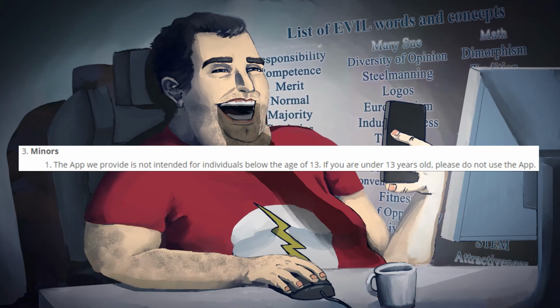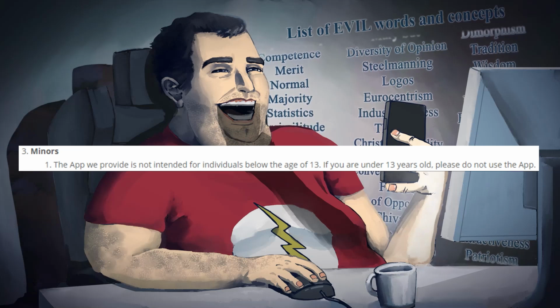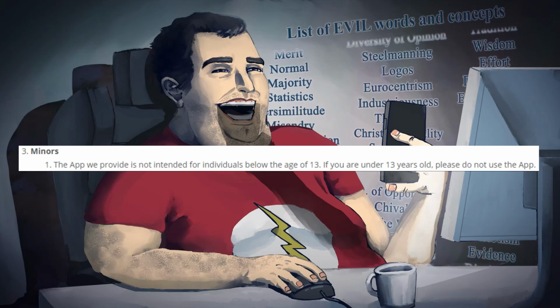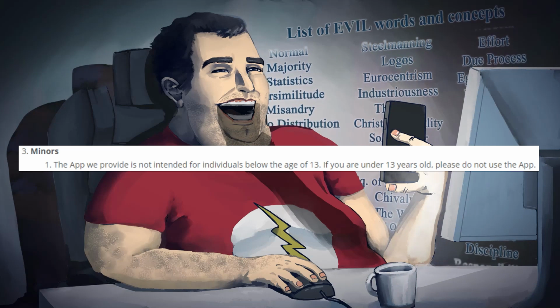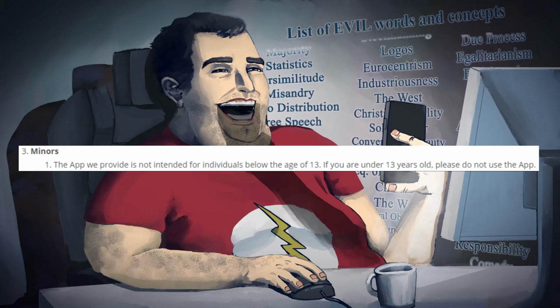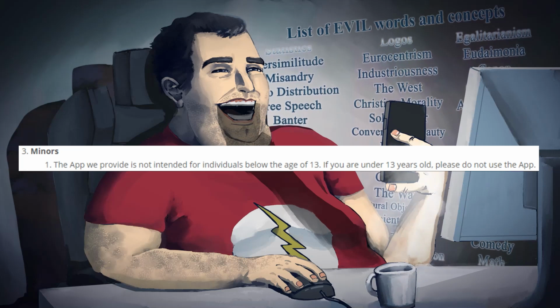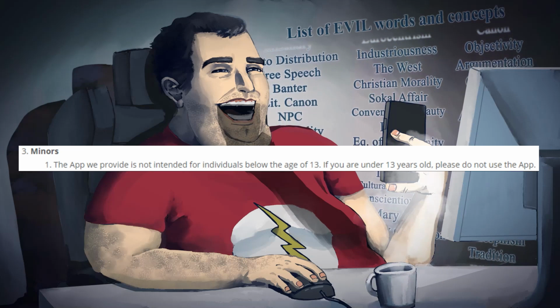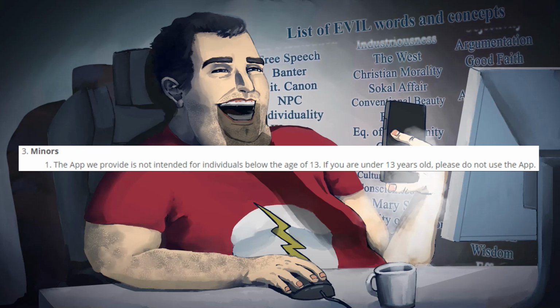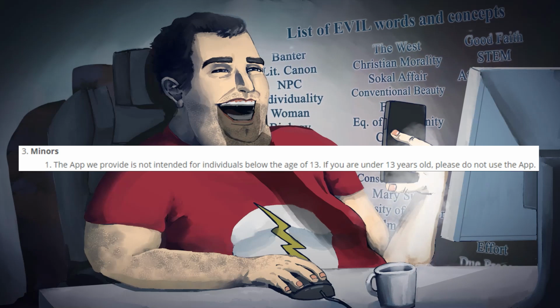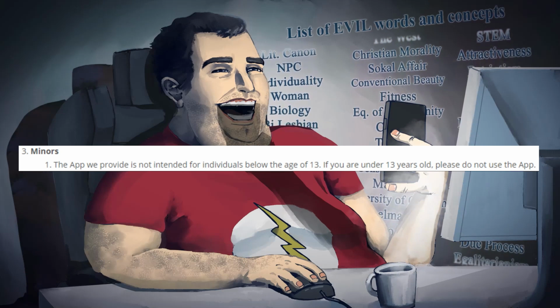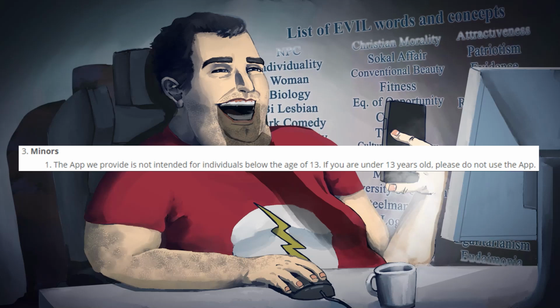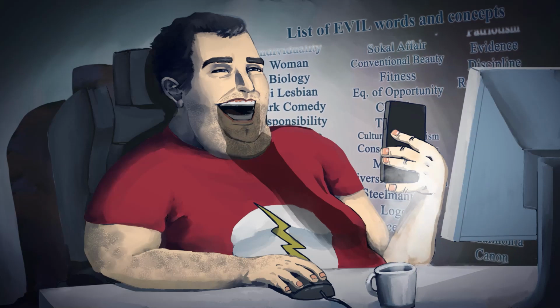At the same time, they also added this clause. The app we provide is not intended for individuals below the age of 13. If you are under 13 years old, please do not use the app. In many parts of the internet-using world, there's pretty strict laws regarding data collection from people who are under the age of 13. So it really sounds like Audacity plans to collect all of your data, like every other app out there, and sell it in order to make some kind of a profit. In essence, Audacity has become spyware.